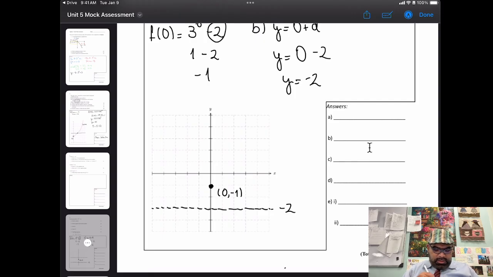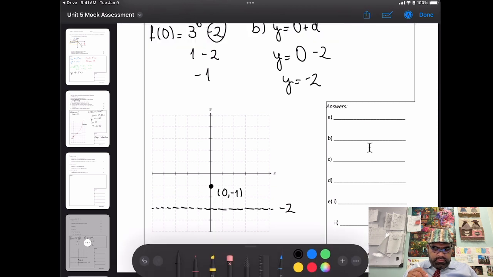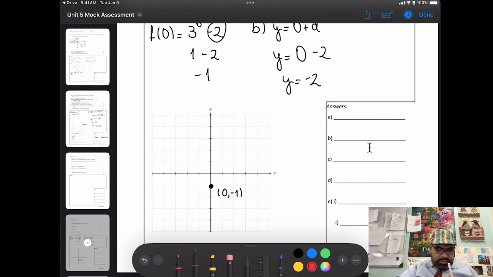Better write this thing here. Okay, great. I will just erase everything here to write in red, to make it easier for you guys to see. Negative 1, negative 2 here. Yes, I did it in the wrong place. Y equals negative 2. Great.